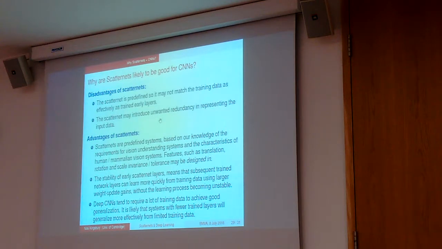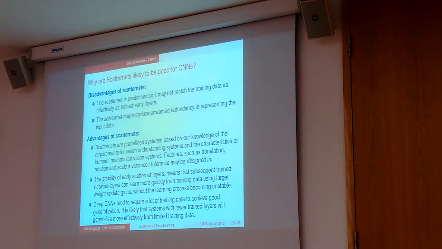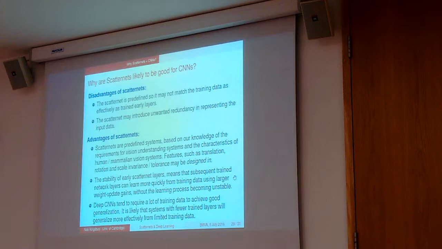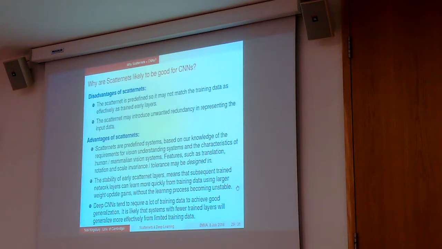But the advantages of Scatternets, first of all, are that they are predefined, and they're based on our knowledge of the requirements for vision understanding and the characteristics of human and mammalian vision. So features such as translation, rotation, scaling variance can be designed in rather than just having to be learnt. So we don't have to do all this rotation of images and things. We just design this in. The stability of the early Scatternet layers, because they're predefined, means the later network layers can all, in theory, learn much more quickly, using larger gains for their weight updates, and without the learning process becoming unstable.